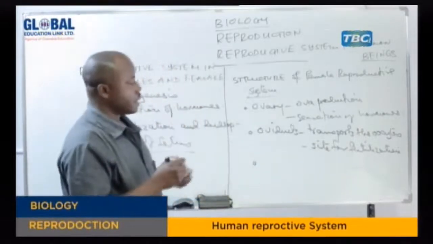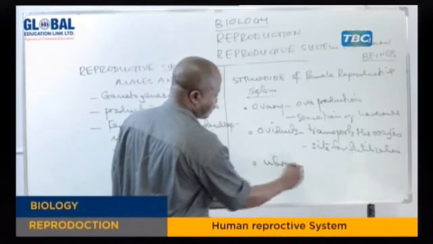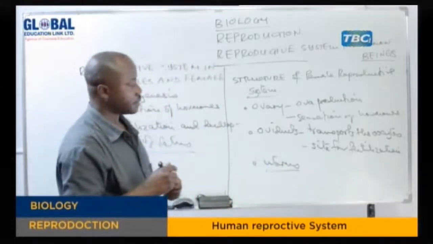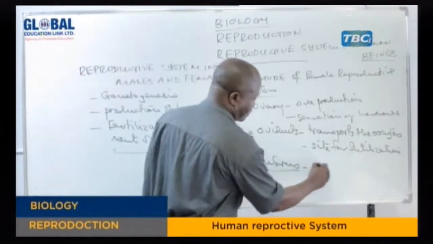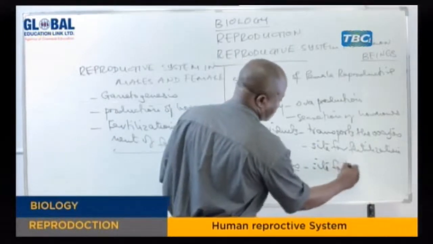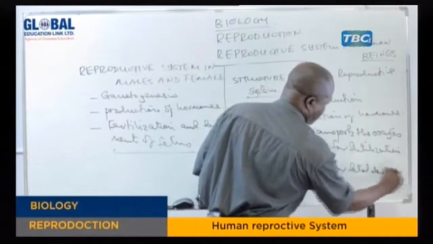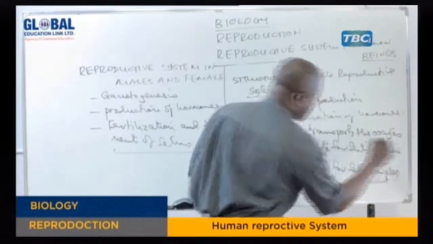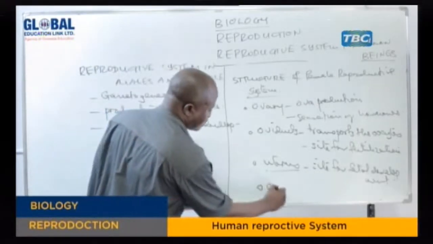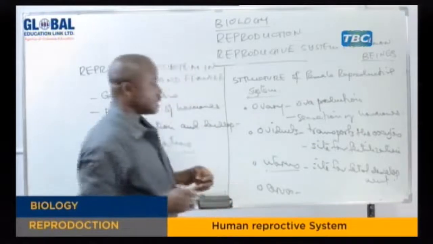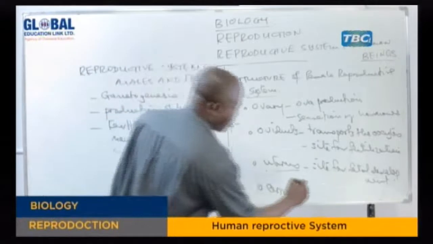But also there is the uterus. The uterus is the site where the fetus develops. Another structure is the cervix. The cervix allows the flow of the menstrual fluid.